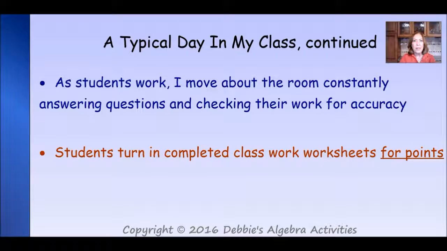Students turn in completed classwork worksheets for points. Individual classwork is so important that I place a red check mark on each accurate answer on each student's individual classwork worksheet, so we both know what is correct and checked and which problems still need checking. I answer questions individually as students raise their hands. And I also work my way up and down each row many times so I don't accidentally skip quieter students.